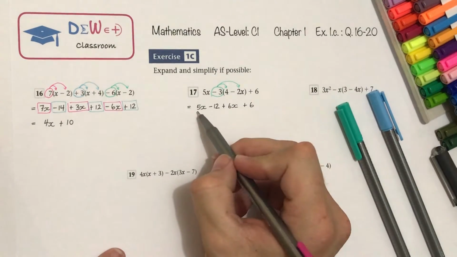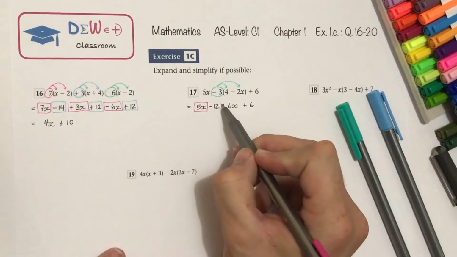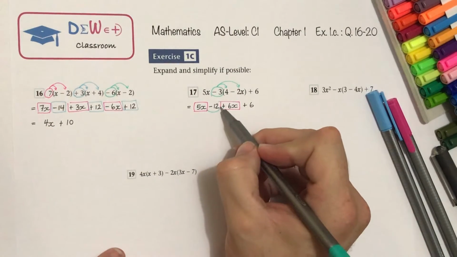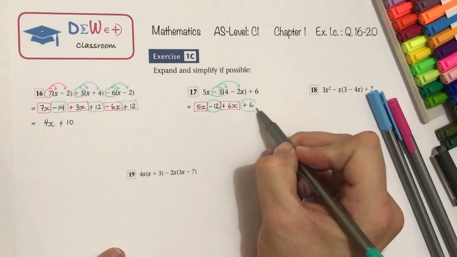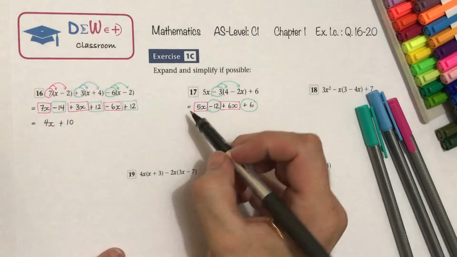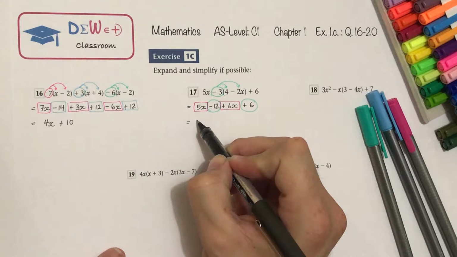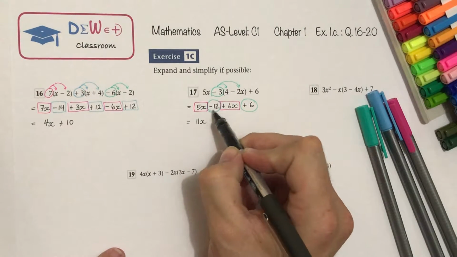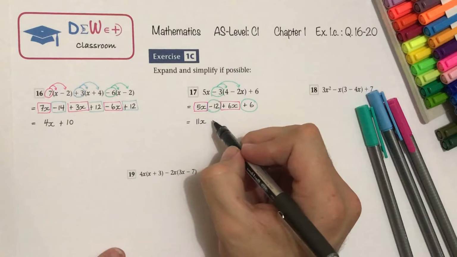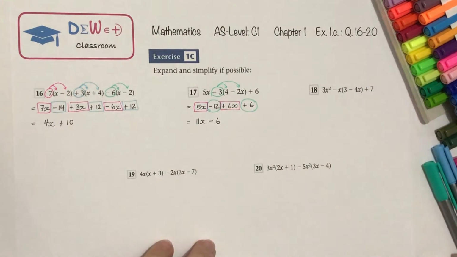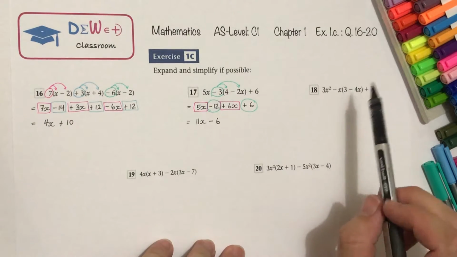So now we look at like terms. The 5x and the plus 6x are like terms. The minus 12 and the plus 6 are like terms. We add and subtract. And 5x plus 6x gives us 11x. Minus 12 plus 6 gives us minus 6. And that's our final answer for question number 17.